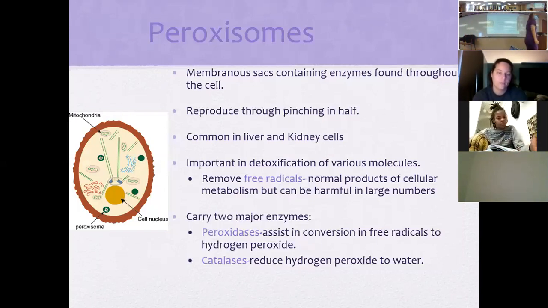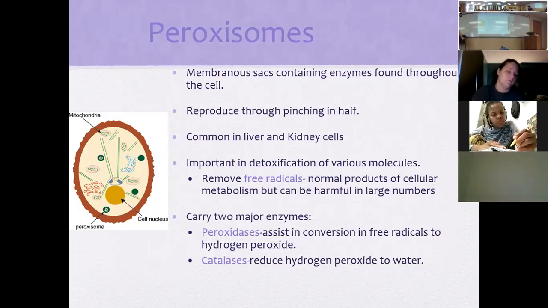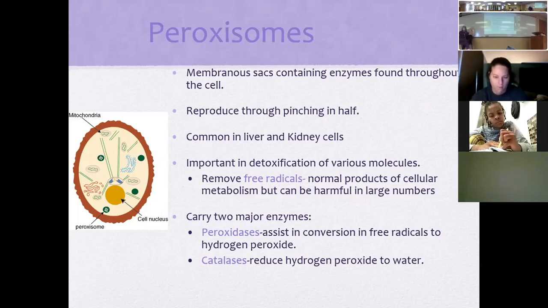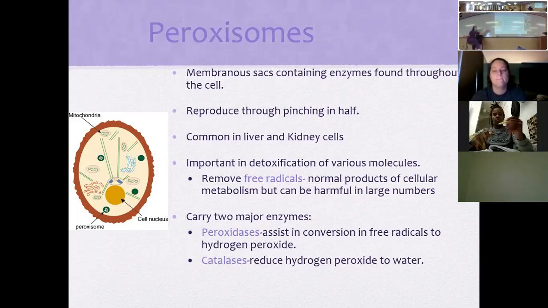Peroxisomes, peroxide, right? It's right there in the name what it does. It takes these nasty little free radicals. When do you get free radicals? All of the times. When you have any kind of cell damage, you're forming free radicals. And when do you have cell damage? All of the time. So you have these little free radicals going around trying to create more damage.